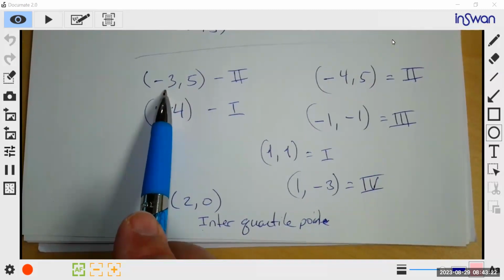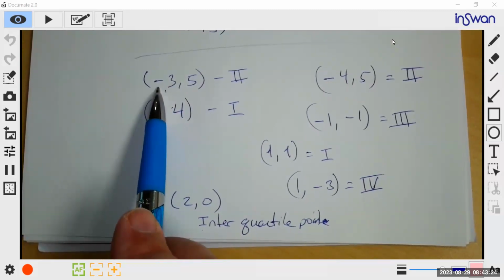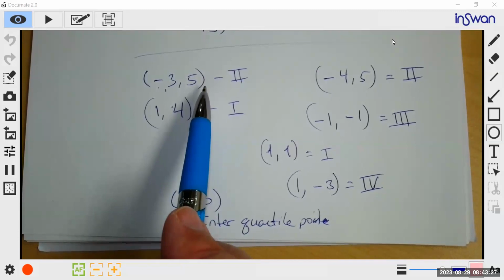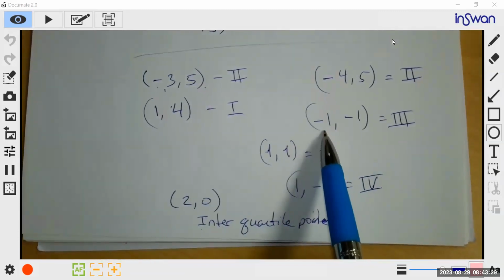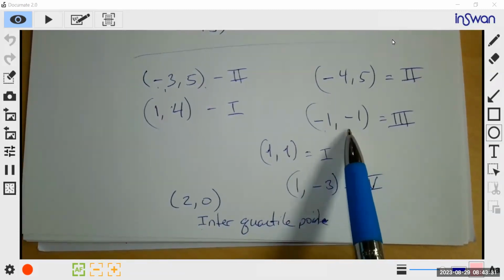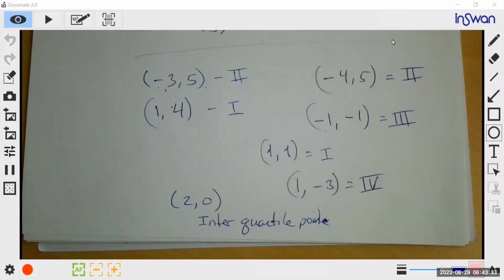First one tells me I go which direction? Left and up. Left up is second quadrant. Left down, third quadrant. So again, that's the same way we do this thing.